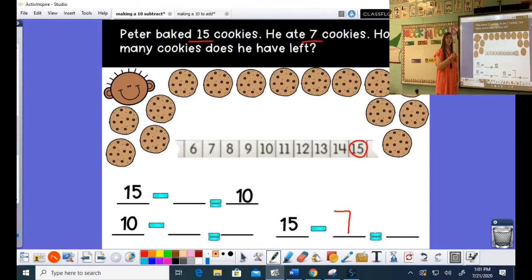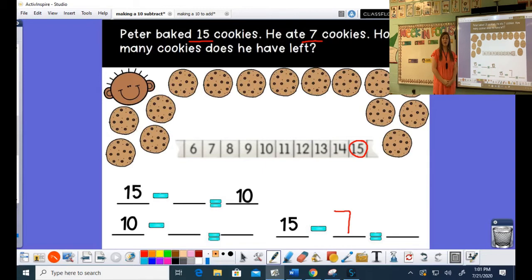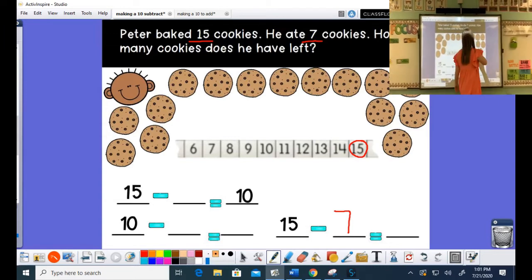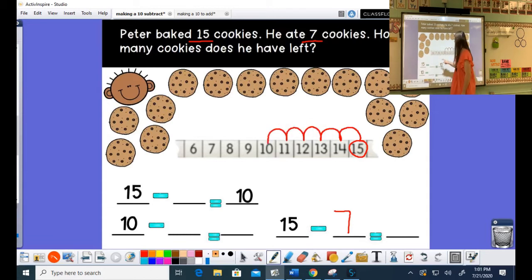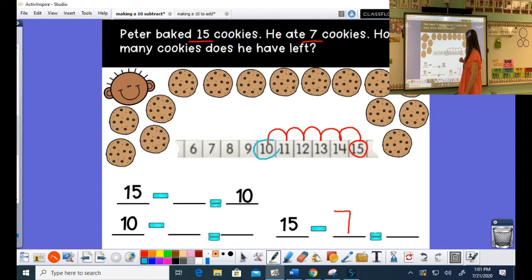Now I'm going to hop backwards on our number line until I get to 10. And then I am going to stop. So let's start at 15. 1, 2, 3, 4, 5. Stop. We have made it to the number 10.